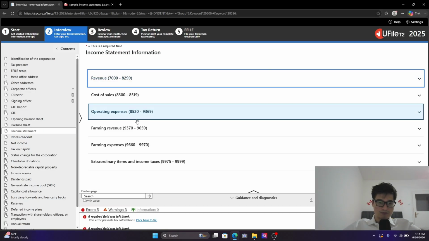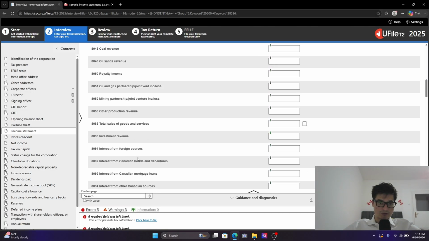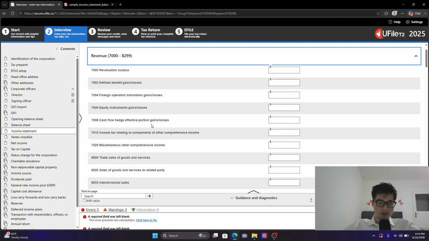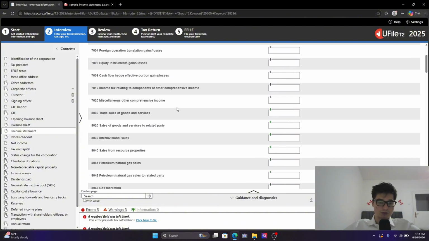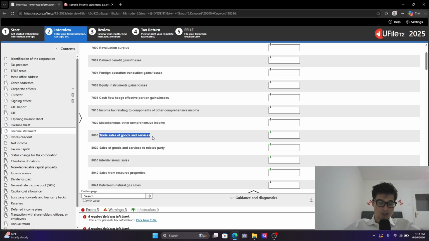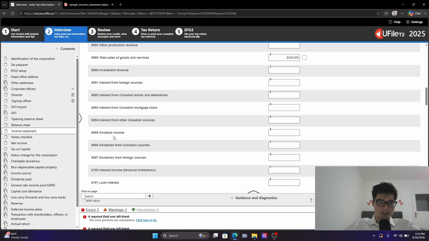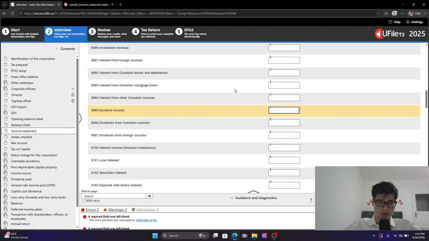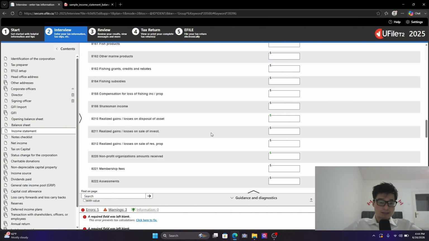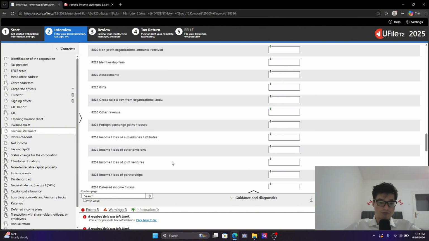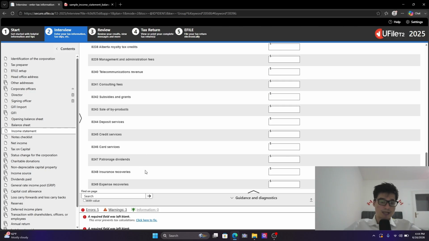So here you have a list of different revenues, and the best thing you can do is try to figure out where your revenues come from. If it's just a regular business trade of sales or goods and services, you would input it here. If, for example, you had dividend income or investment income, you would include it here, and there would be special tax implications on your tax return. For many of you, that will not be the case. You have so many different revenue items here because you want to categorize it correctly.